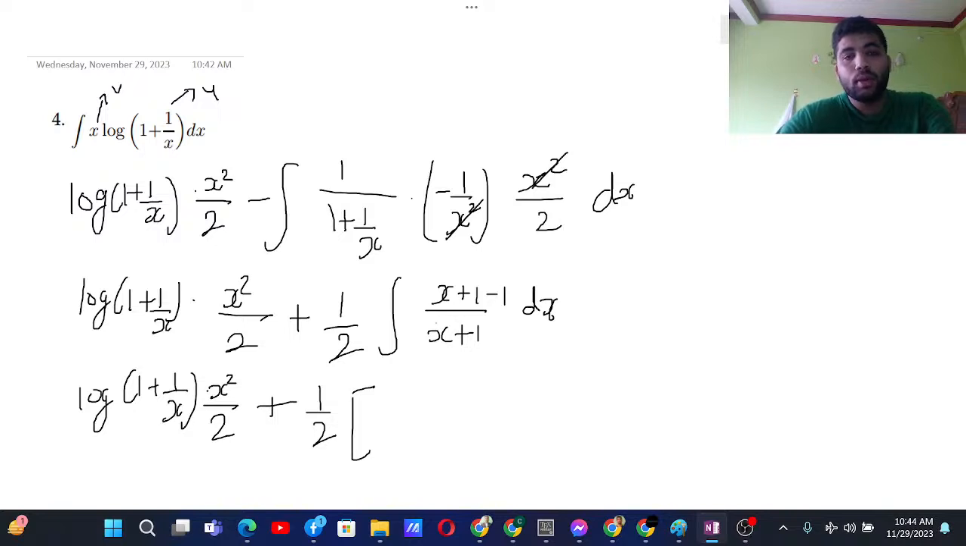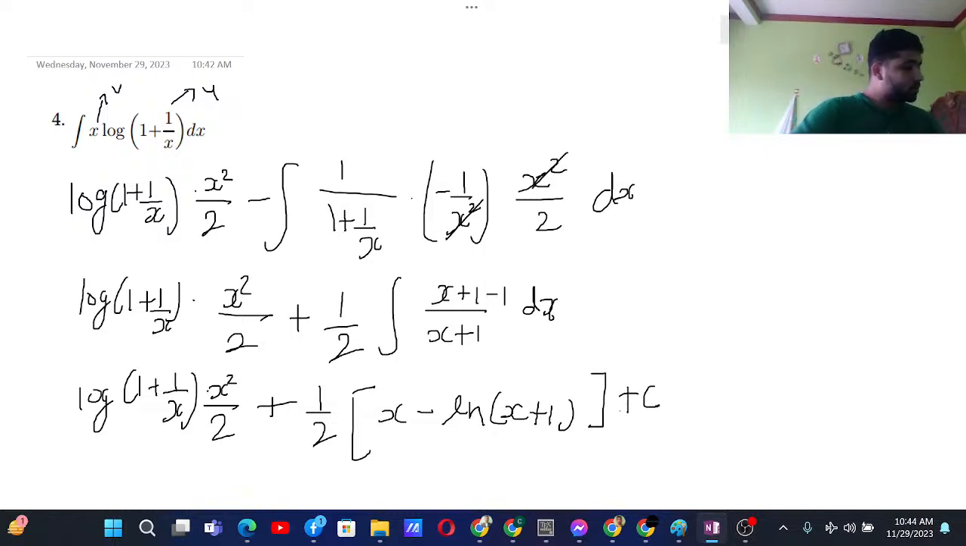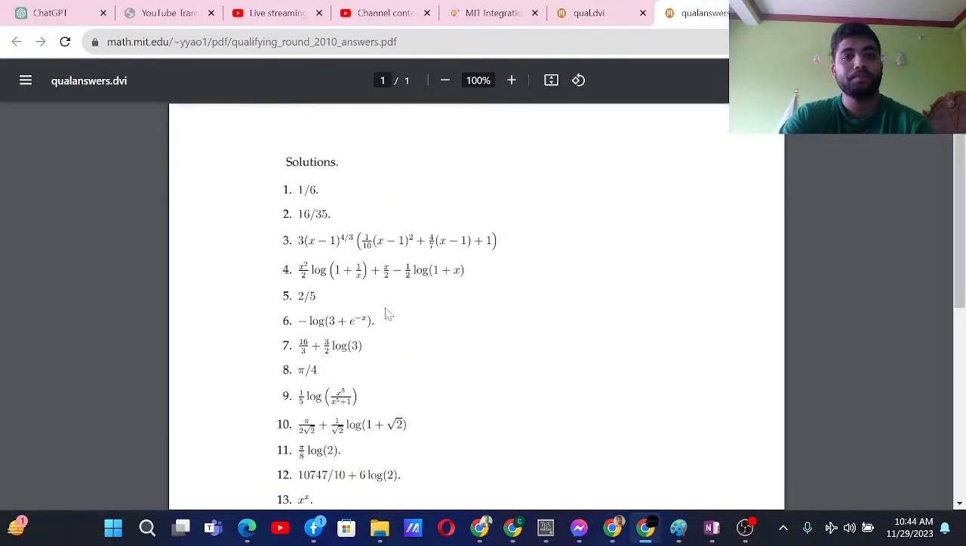So we will have 1 minus 1 by x plus 1. So when it's 1, it will be just x, and when it's 1 by x plus 1, it's just ln of x plus 1. So this integral is solved, and I hope the answer is correct. x square by 2 ln (1 plus 1 by x) plus x by 2 minus ln (x plus 1) by 2. Yeah, that's correct. Let's go to the next one.